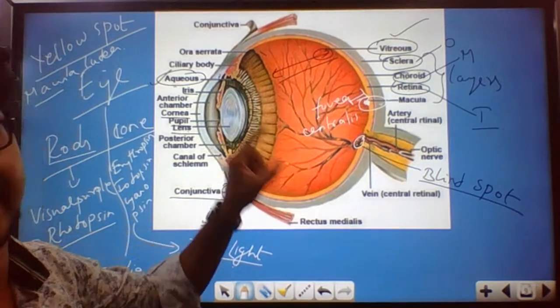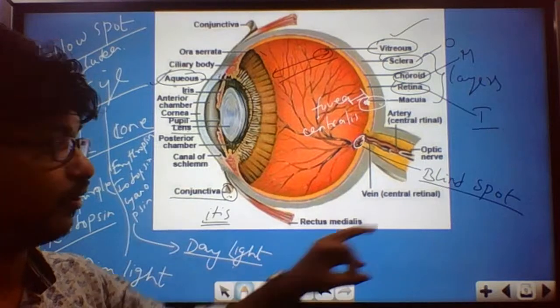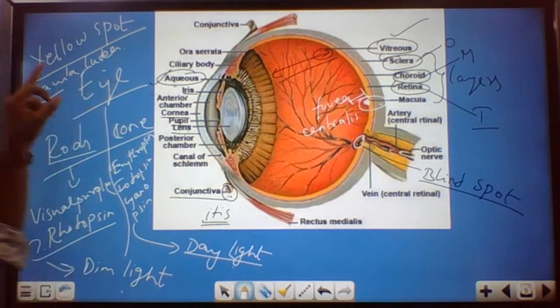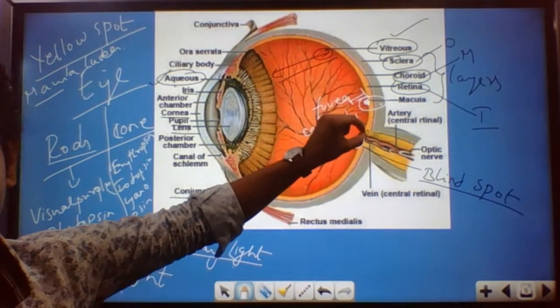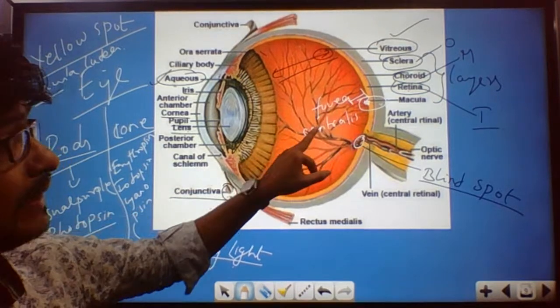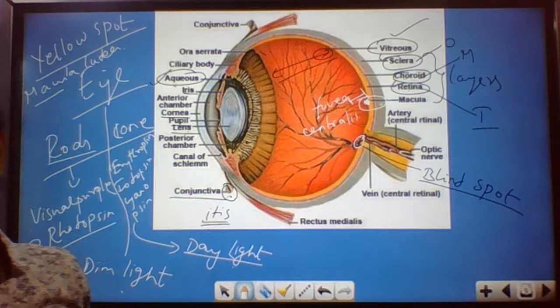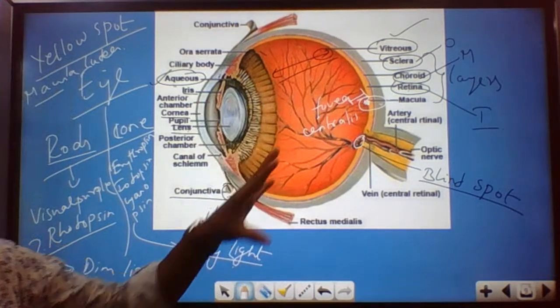So when you talk about the spots, we have discussed two spots. One is the blind spot. The other one is the yellow spot. The yellow spot is present in the macula region, where you can see the pit-like formation, and this pit is called the fovea centralis. This is the terminology that you should remember when you talk about the spots here.